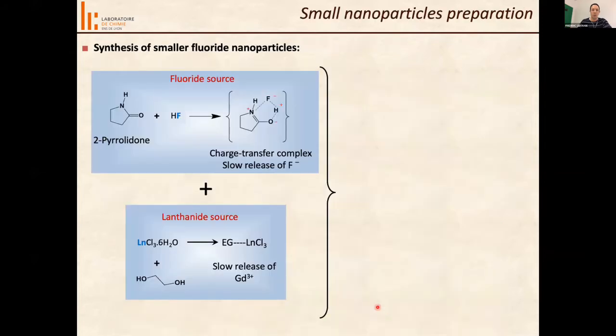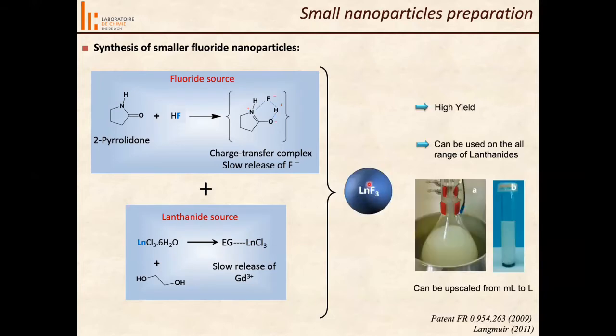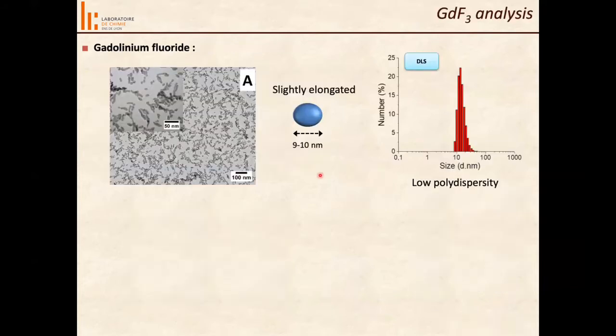So the particles are made by a solvothermal process, just to show you that we react a charge transfer complex, providing the fluoride ions, with a complex of lanthanide. And after thermal treatment, we obtain the particles in high yield. Here in the case of gadolinium fluoride, as you can see in the TEM pictures, we have slightly elongated nanoparticles with a diameter of 9 to 10 nanometers. When we look at the dynamic light scattering, you can see that we have a low polydispersity.